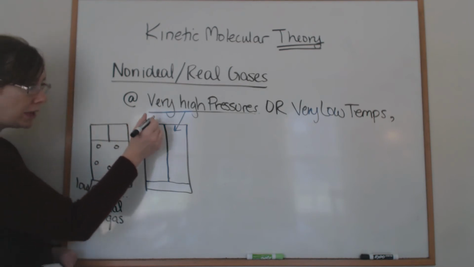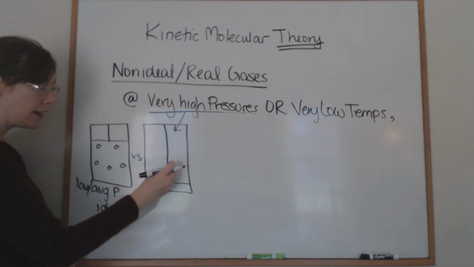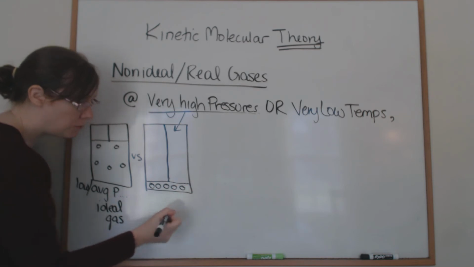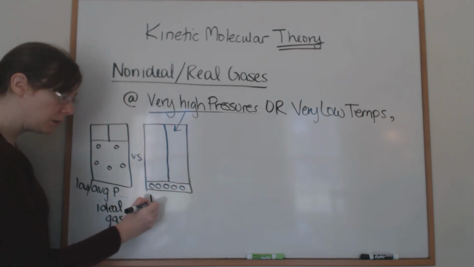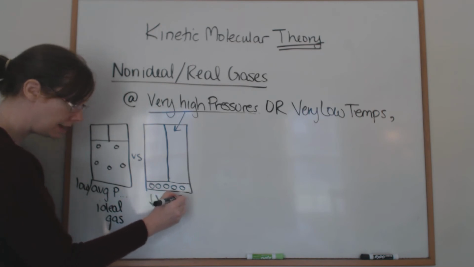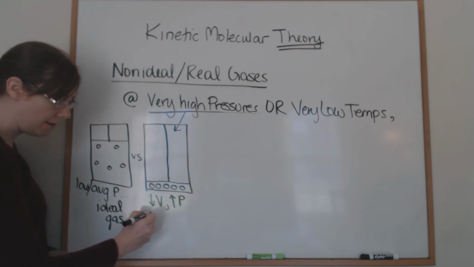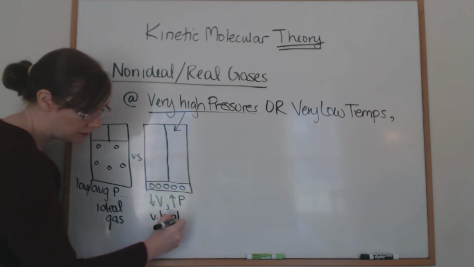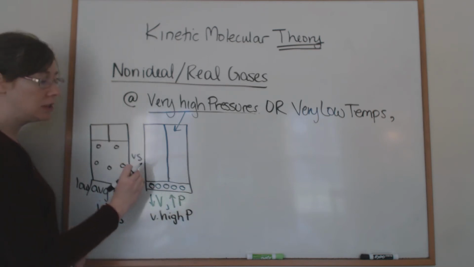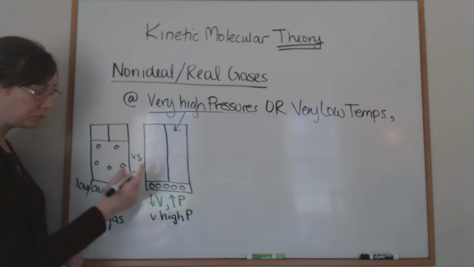But what happens when we actually compress this gas to such a state that the pressure is very high? According to Boyle's law, because we have lowered the volume, we have absolutely increased the pressure. And let's go ahead and say that we've increased it to very high pressures. I know the drawing is not perfect, but this is just to diagram very high pressure.